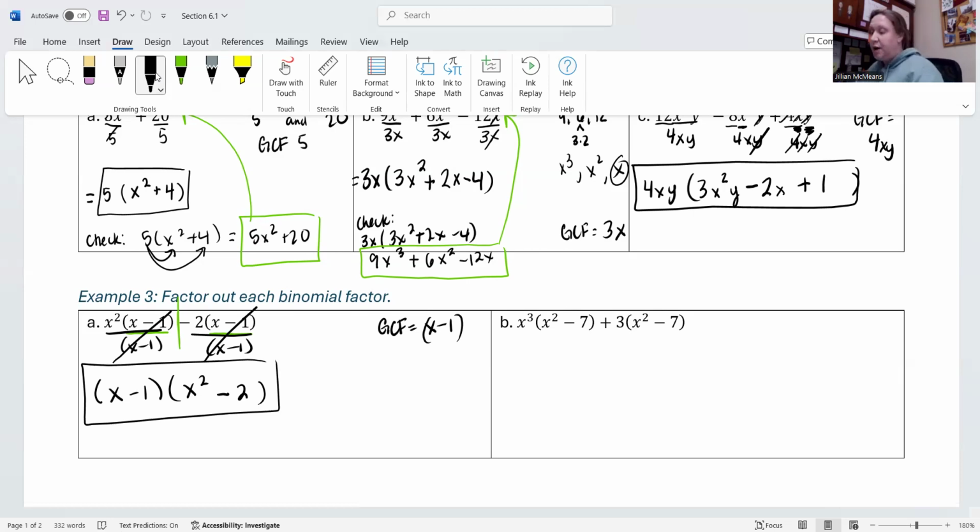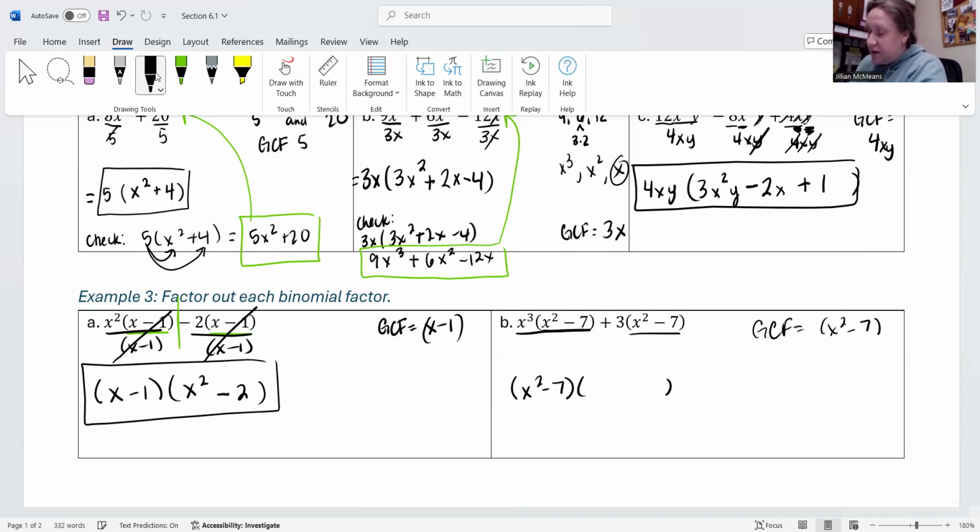And then finally, for part B, what we have in common here is the x squared minus 2. So my GCF is x squared. I think I said x squared minus 2. I meant x squared minus 7. So my GCF is x squared minus 7. So my final answer is going to start with x squared minus 7, the GCF. And then I'm going to be left with whatever happens after I divide both terms by the GCF.